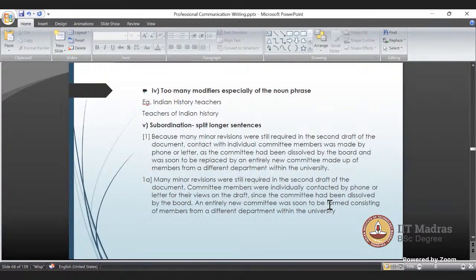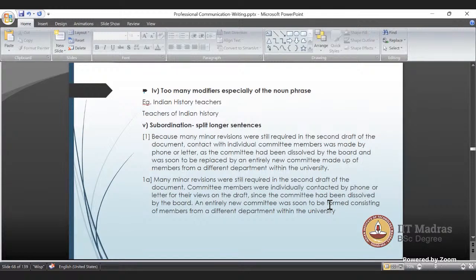Ideally, one shouldn't be using more than one modification because it can clutter and create confusion, right? But in case you have many modifications to add, a better way would be to split them open into several phrases. So, like in this case, Indian history teachers can be rewritten as teachers of Indian history. Okay, so it's always better that there's one modifier attached to the noun. It gives you better clarity, right?